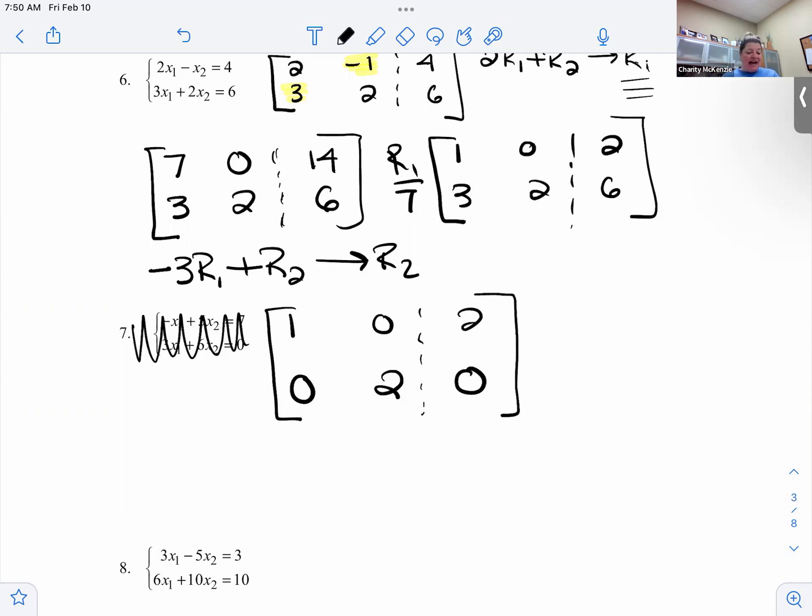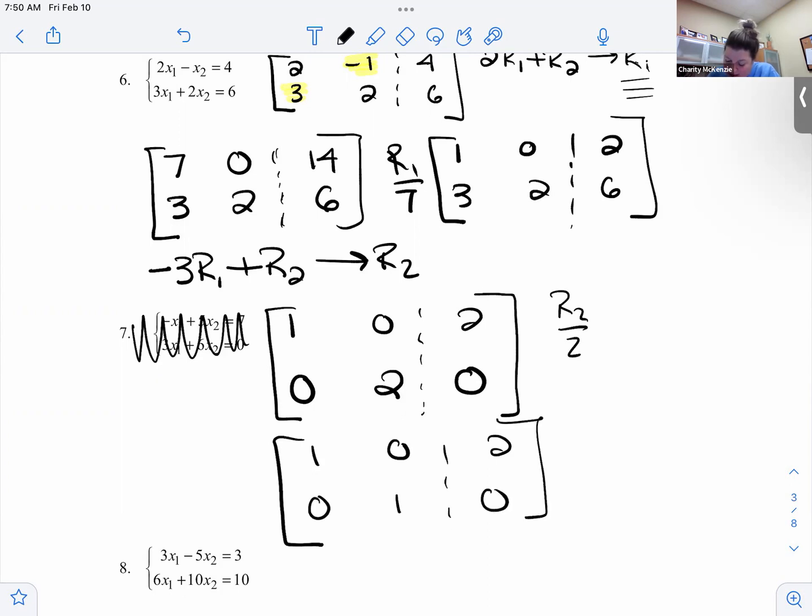Ooh, we're almost done. We're almost in reduced row form. We just have that 2 where a 1 should be. So we're going to take row 2 and divide it by 2. That's going to give us the final answer. So 0, 1, 0. Okay, what does x1 equal? It equals 2. What does x2 equal? 0. All right, or we can list it as a point: 2, 0. Yay, we got our first one done.